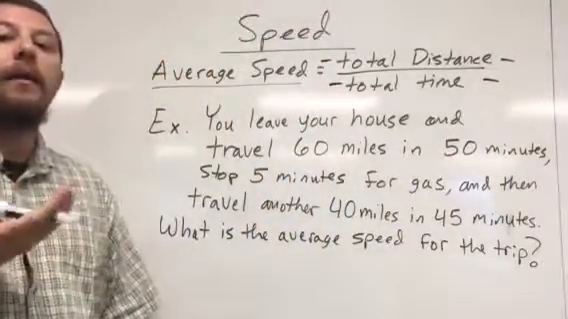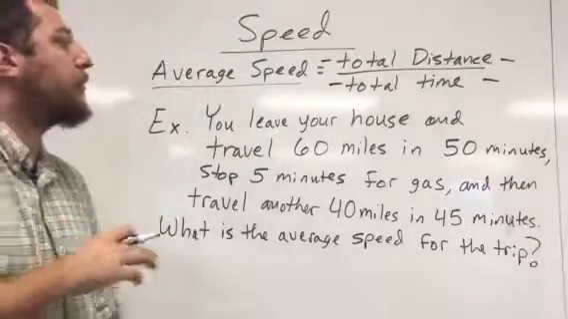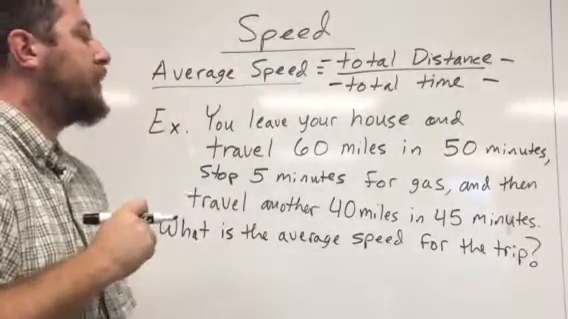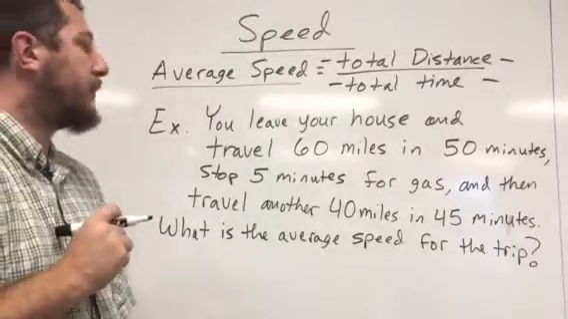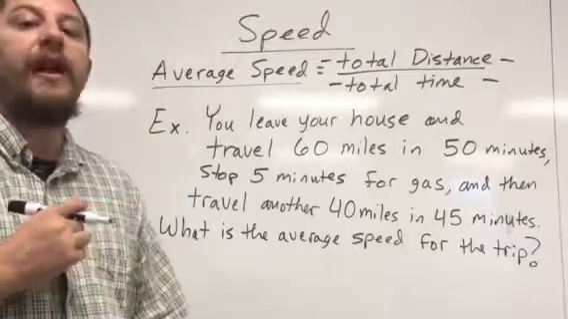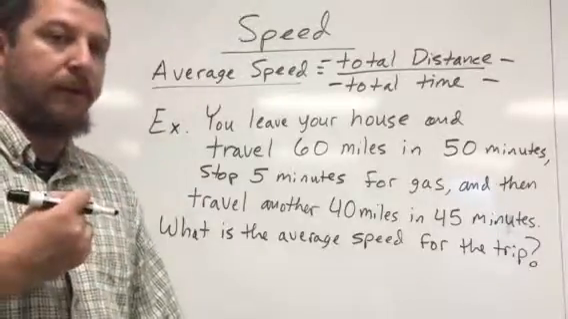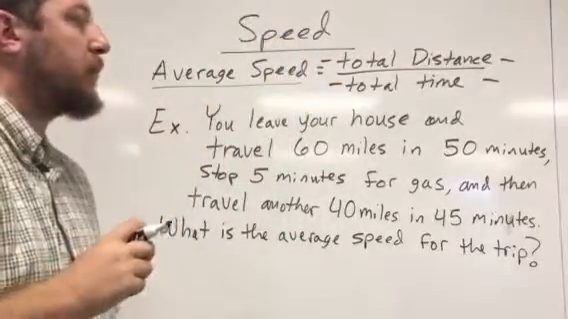Okay? Now, as an example of how to find the average speed, let's look at this problem. Let's say you leave your house and you travel 60 miles in 50 minutes, and then you stop 5 minutes for gas, and then you travel another 40 miles in 45 minutes. What was your average speed for the entire trip? Okay, so we want to apply this formula, total distance over total time.